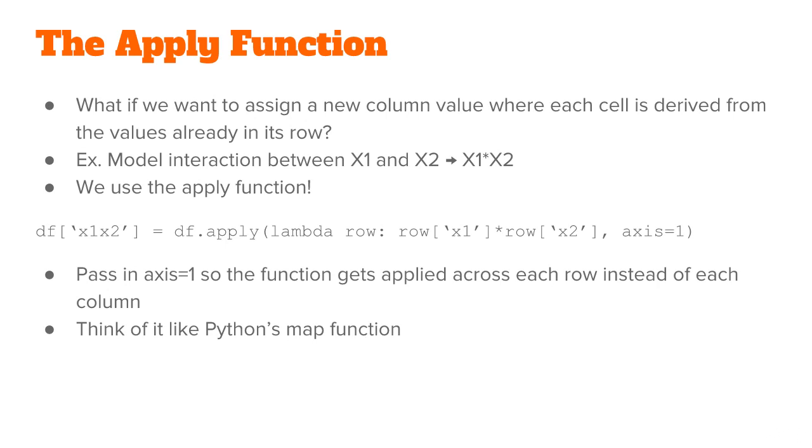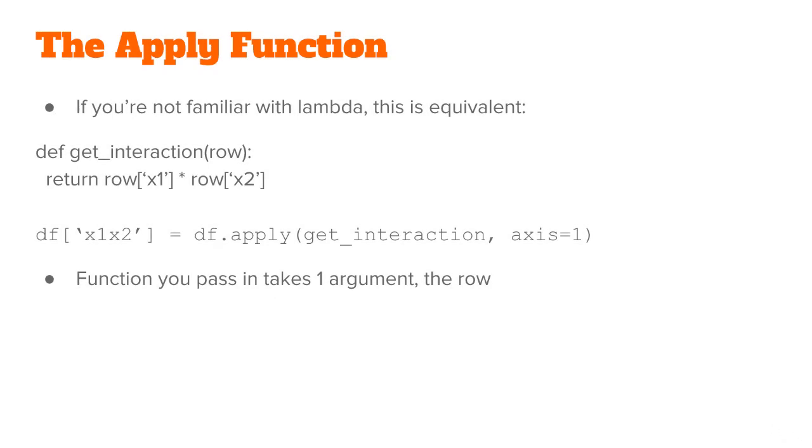For the example above, multiplying the columns x1 and x2, we could do it like df of x1, x2 equals df.apply, lambda row of x1 times row of x2, and we pass in the argument axis equals 1. Note that we need to pass in the argument axis equals 1 so that the function gets applied on each row at a time as opposed to each column at a time. If you're not familiar with lambda, this is exactly like passing in a function into the apply method.